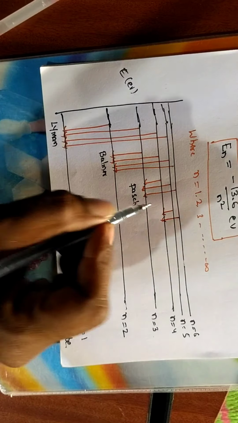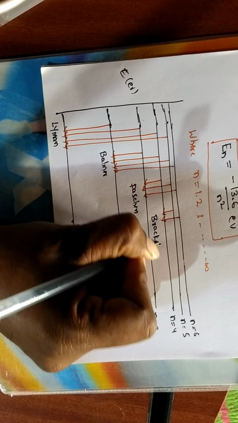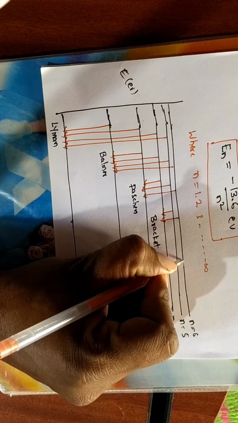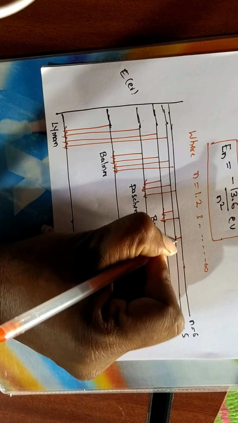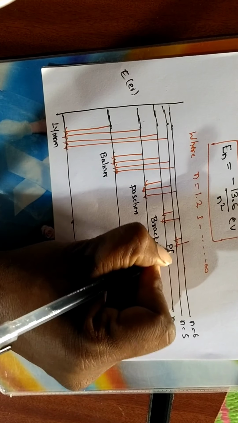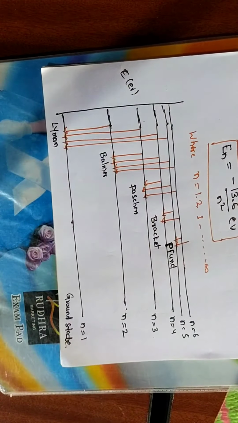This one you call the Brackett series. And the last one, electron transition occurs from a higher orbit to the fifth orbit. This one you call the Pfund series.